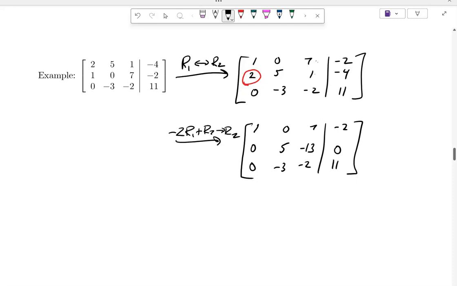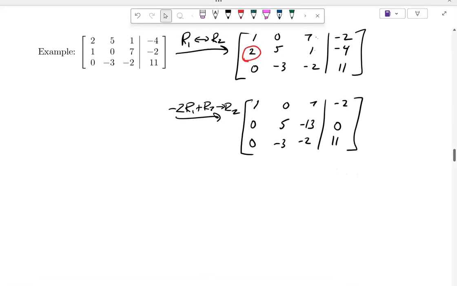Is there a reason we didn't switch it with the third row, since it has the 0? Row 2 and 3? Oh, because I have to get zeros all the way down. I could have swapped it, but then I still would have to get rid of the 2 anyway. This okay?